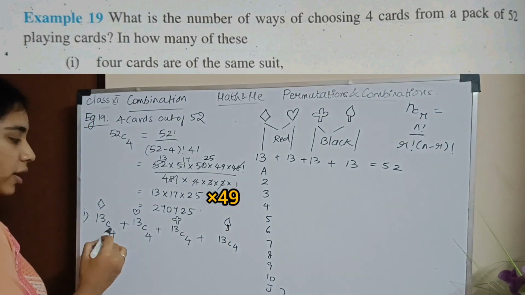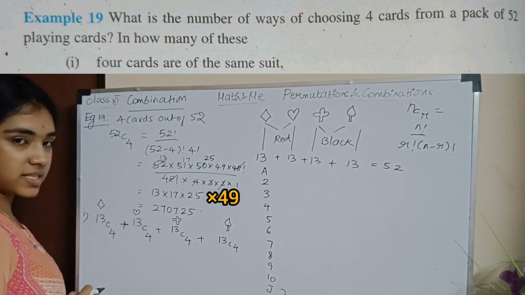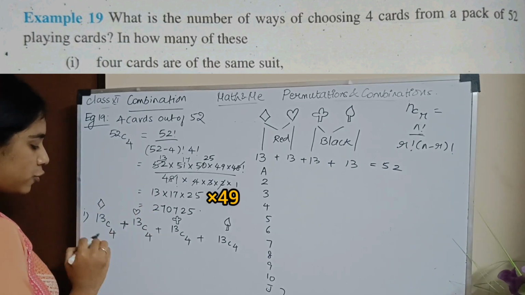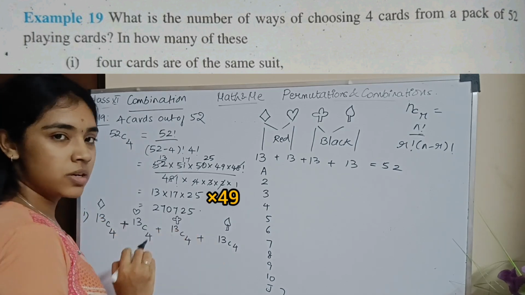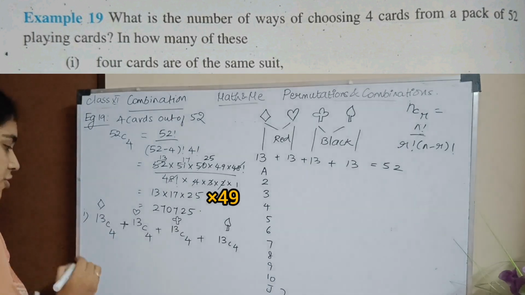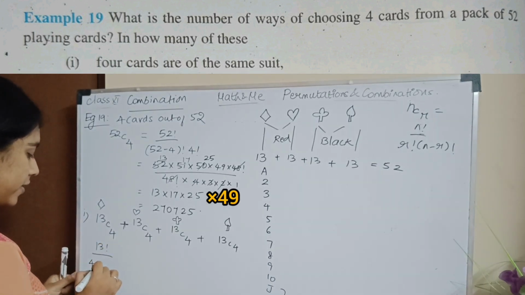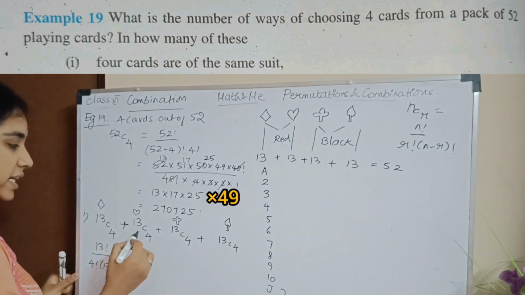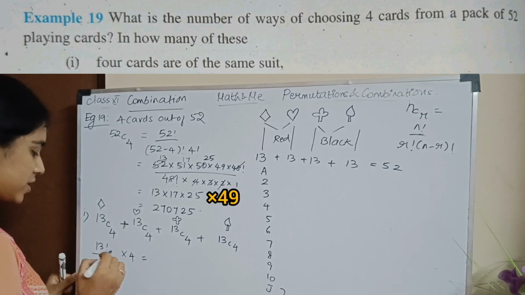Correct? So I can choose them from diamonds or hearts. Or "or" means plus and "and" means multiplication. So I can choose the 4 cards either from diamond, or from hearts, or from clubs, or from spade. Okay, so what will be its value? 13 factorial divided by 4 factorial times 13 minus 4 the whole factorial. I am going to add this 4 times, so it will be into 4. Okay, so what can we do with this?